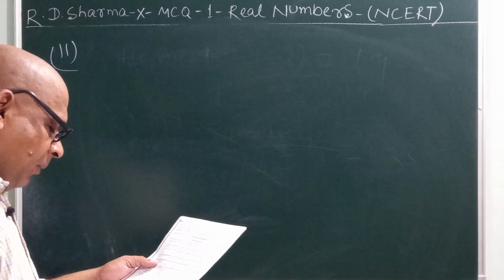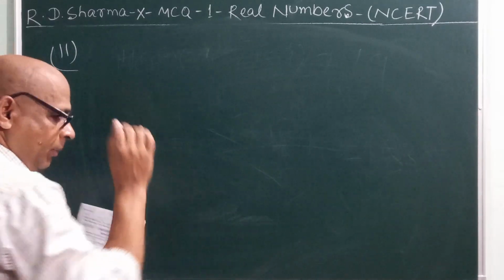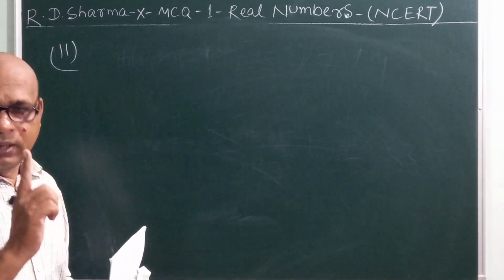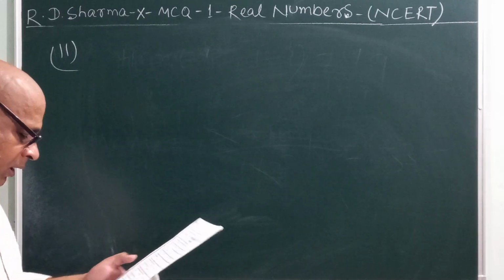Which of the following rational numbers is a terminating decimal? A rational number whose denominator has only the factors 2 and 5 is a terminating decimal. Clear?